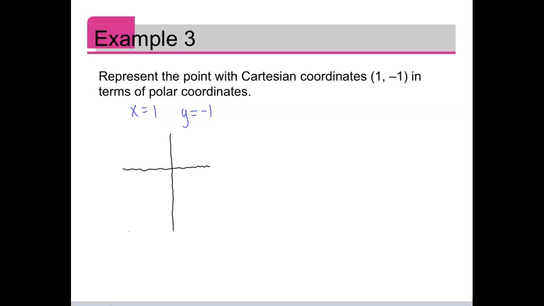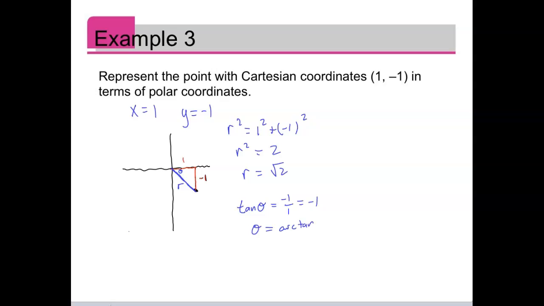So (1, -1) is going to be down here. That's -1, +1 here. And if I draw in my hypotenuse, that's my radius, right? So, all right, r squared equals 1 squared plus -1 squared. So r squared is 2. So r is √2. And then we need theta. And so we know tangent of theta is opposite over adjacent, -1 over 1, which is -1. And so theta is just going to be arctan of -1.